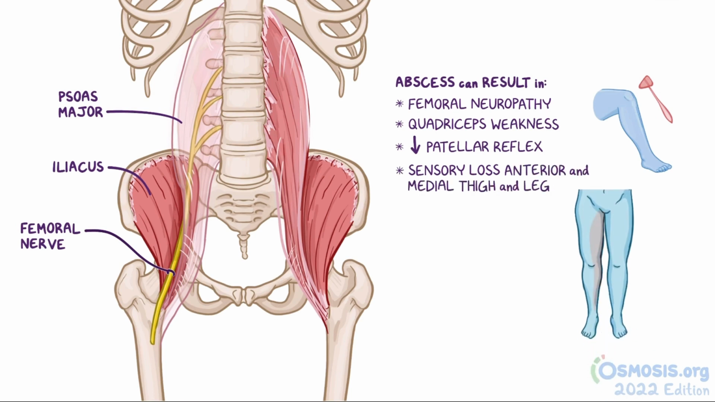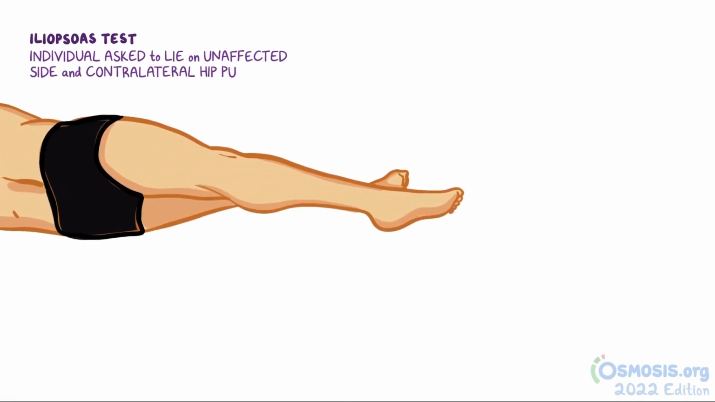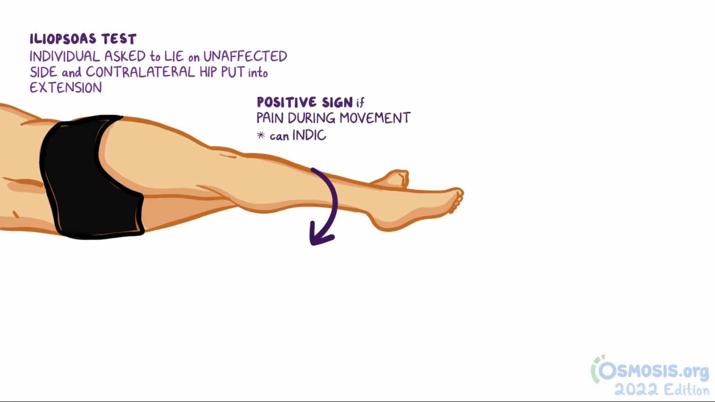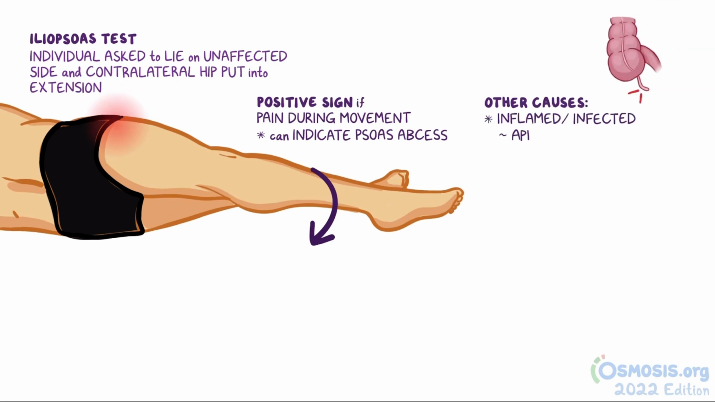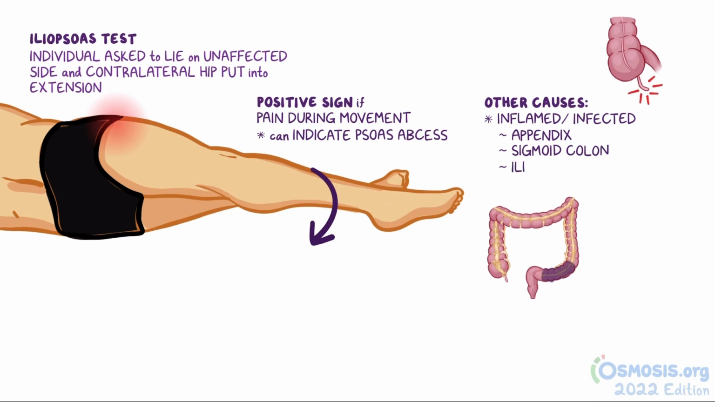To test for a psoas abscess, you can perform the iliopsoas test, which is when the individual is asked to lie on the unaffected side and a contralateral hip is put into extension by the examiner. A positive sign is when pain appears during movement and can indicate a psoas abscess. Other things that can cause a positive psoas sign are an inflamed or infected appendix, sigmoid colon, and iliac lymph nodes.